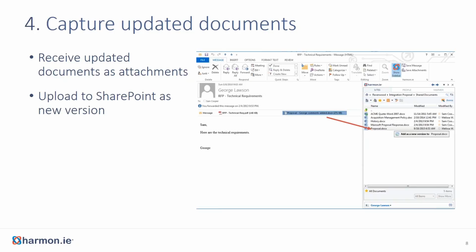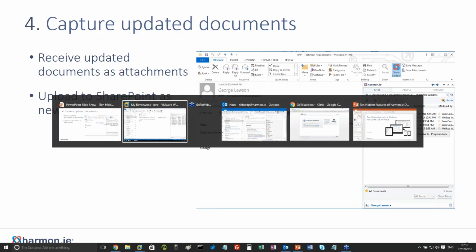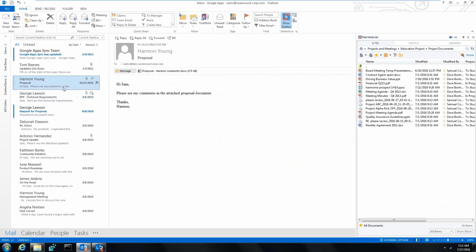So what Harmony allows you to do is actually drag and drop that received item on top of an existing document. If you wait for a few seconds, you'll see that you can choose to add that as a new version to that existing document, and it will rename it back to the original. So again, let's take a look at that.